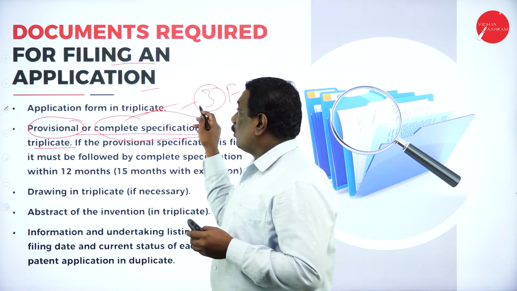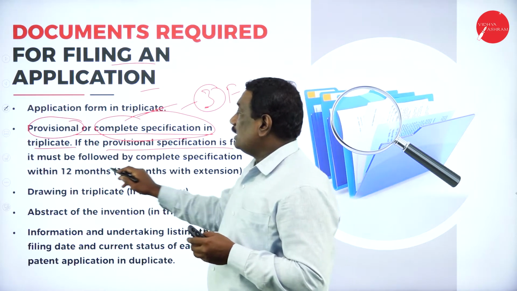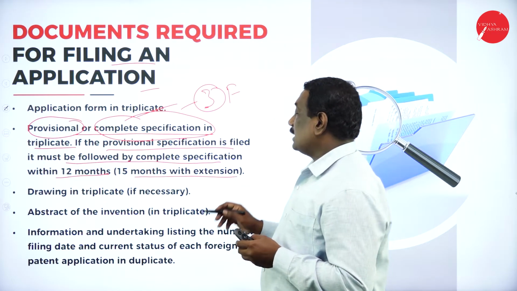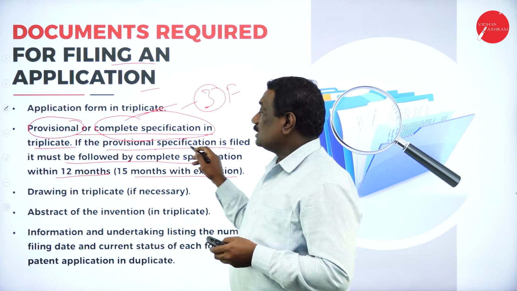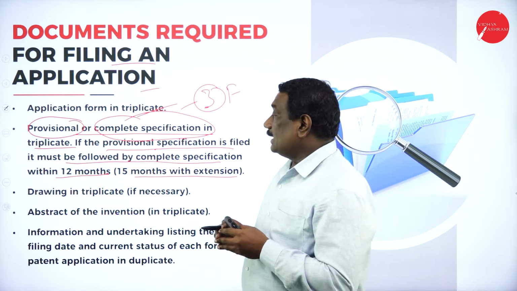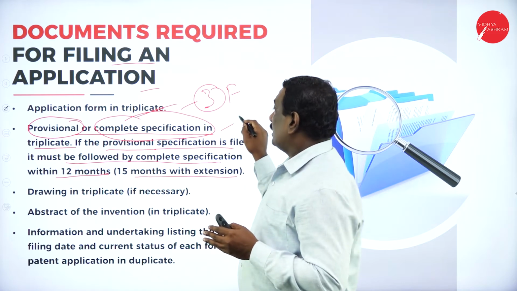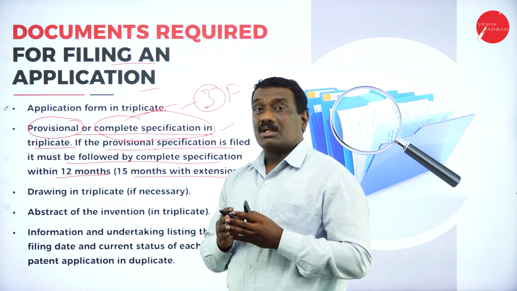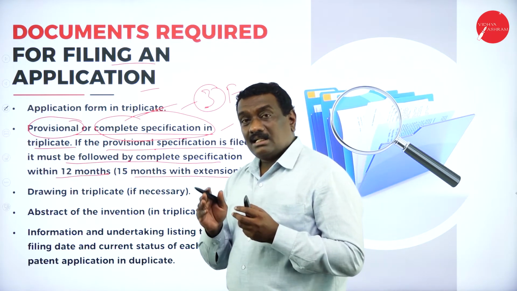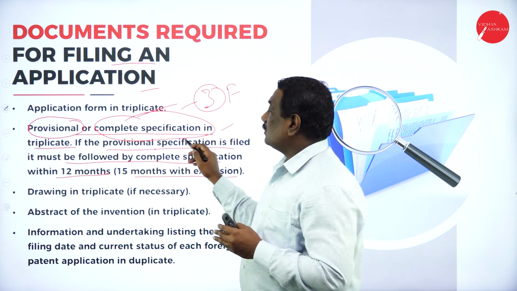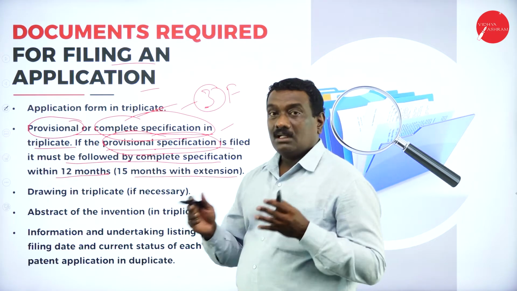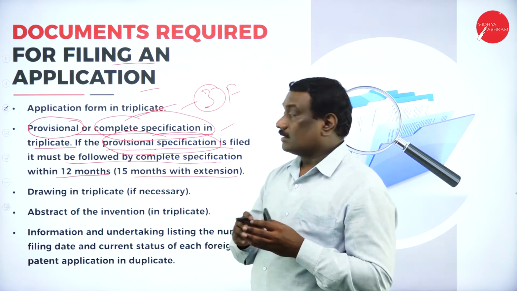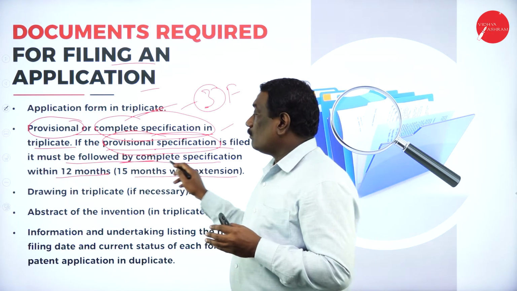And in all the 3 copies, if the provisional specification is filed, it must be followed by complete specification within 12 months, and 15 months with extension. Provisional means, like you get a provisional certificate in a degree after finishing a degree, and later on you get a convocation certificate. So provisional means it is just a tentative specification or application, which is not fully filled up, where all the details will not be given. But it should be followed by complete specification.